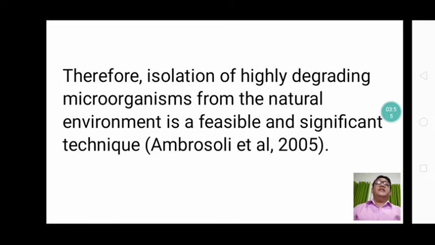Therefore, isolation of highly degrading microorganisms from the natural environment is a feasible and significant technique, according to Ambrosoli et al. 2005. The abilities to degrade and remove crude oil and polycyclic aromatic hydrocarbons vary with microbial strain and characteristics of pollutants. Some microorganisms can utilize straight, branched, and cyclic alkanes and aromatic hydrocarbons, mainly the low molecular weight polycyclic aromatic hydrocarbons, as sole carbon sources.